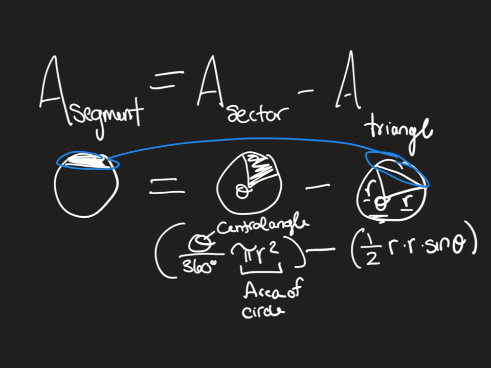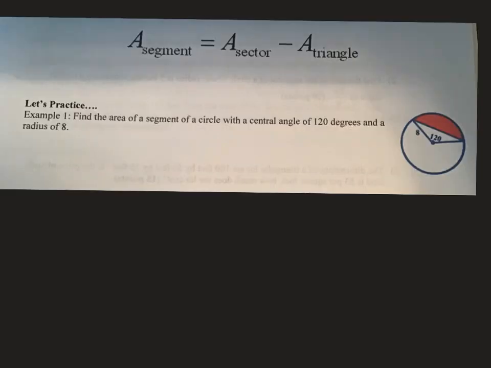So let's do some practice. Let's do where it says let's practice on page 71. Okay, so it says example 1. Find the area of a segment of a circle with a central angle of 120 degrees. I'm going to add a little degree symbol to help us remember, and a radius of 8.